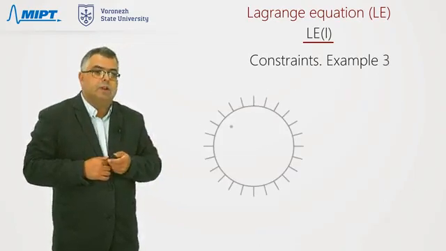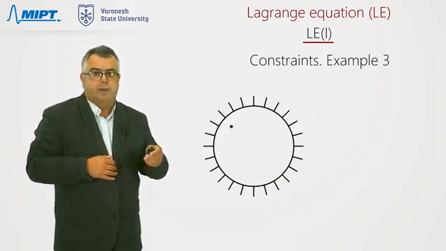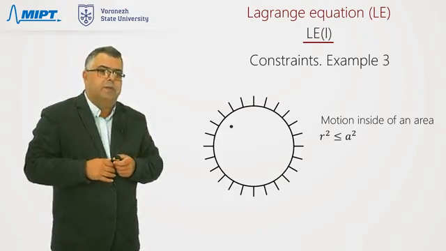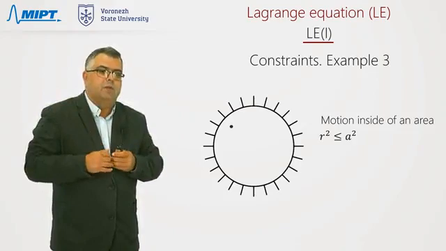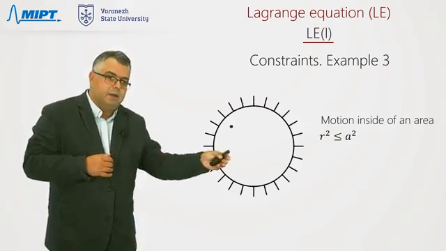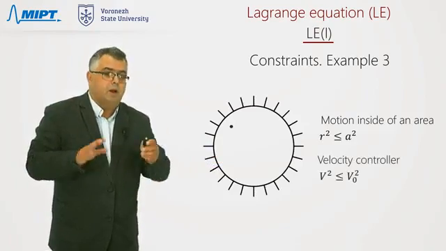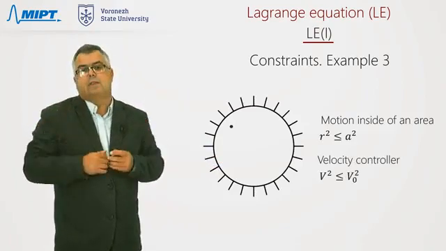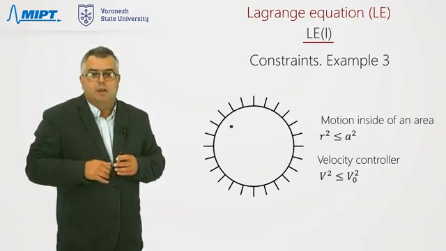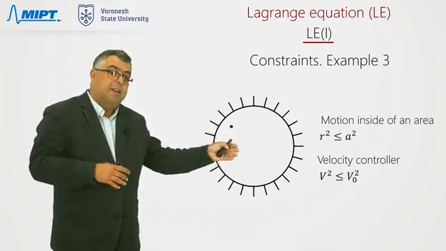So let's move to the third example. The third example presents a particle inside of some area. Here we have some limitation on a distance. Let's say that we have a sphere of radius a, and all positions of the particle will be inside of this sphere. So we have an inequality here, and that inequality is a constraint. Also, we can imagine that inside of this sphere there is a daemon, and the daemon can control our velocity. So the velocity controller, which we present here, is also a constraint.